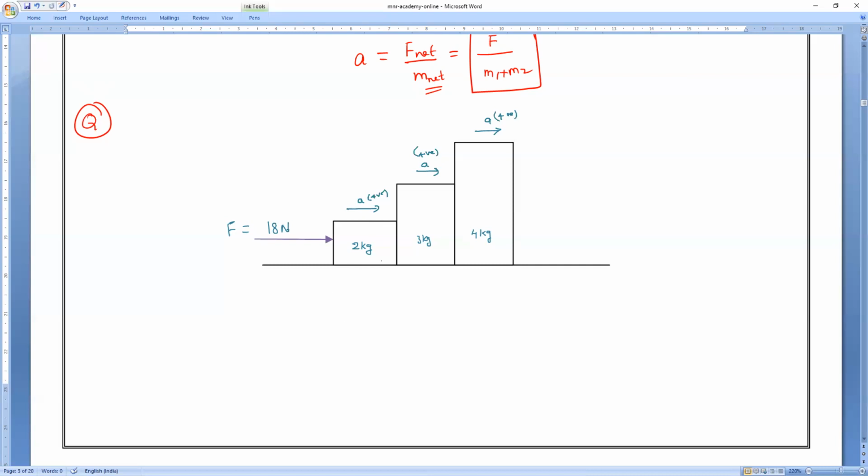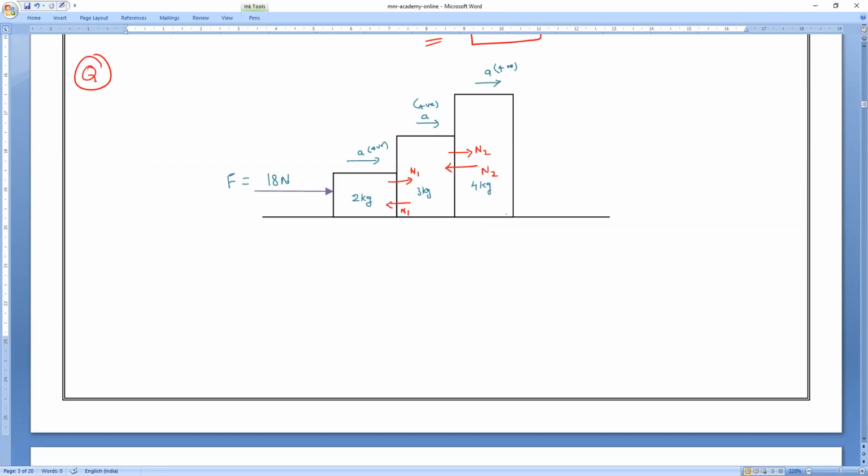Now observe very carefully. The first body will exert a normal force on the second body because both are in contact. Let me consider that force as N1. Then the second body also exerts N1 on the first body. In the same way, the normal reaction exerted by the second body on the third body, let me take N2. Then the third body also exerts N2 on the second body. Understood?